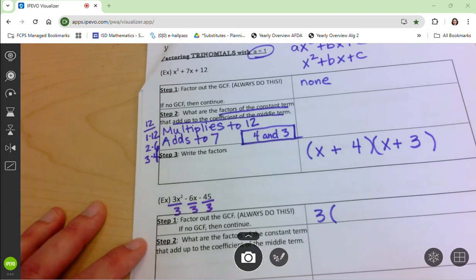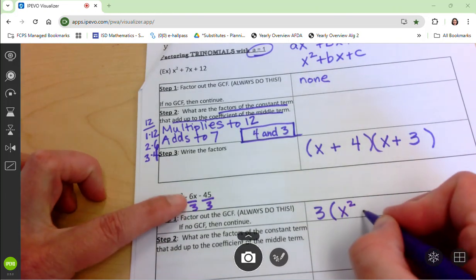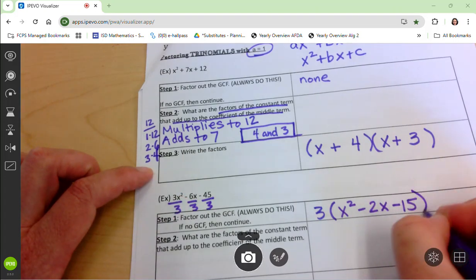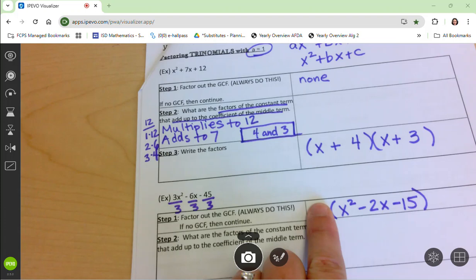Okay, so we're going to factor out the 3, and that's going to leave us with x squared minus 2x minus 15. Now, this is the reason why I can do this method, because remember, I could only do it if it's 1x squared. I factored the 3 out, so now I can do my method with 1x squared.